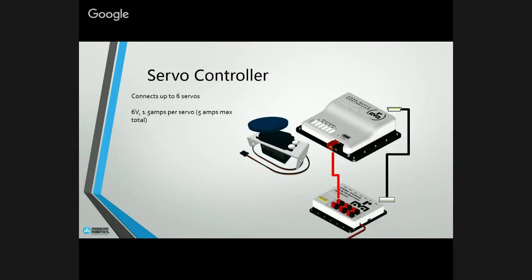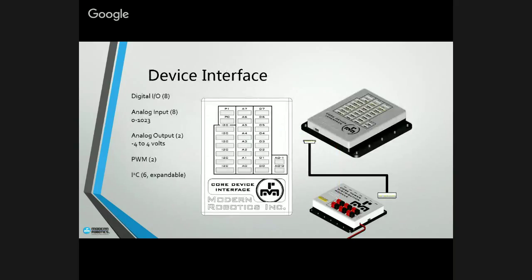The core device interface. Now this is where you're going to be connecting all of your sensors. The core device interface has 8 digital input-output ports. It has 8 analog ports. It has analog outputs from -4 volts to 4 volts, so you can actually do sine waves, square waves, triangle waves, which is really helpful if you have a sensor that requires a different type of waveform. It has 2 PWM outputs. I know some teams like to string up LEDs. That'd be a very good port for stringing up LEDs.